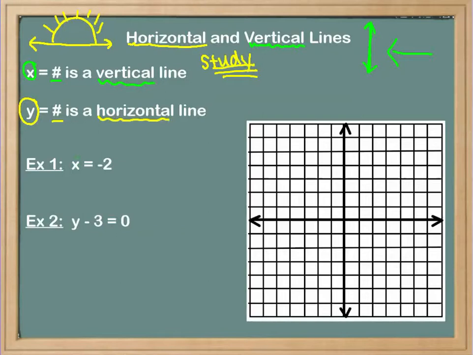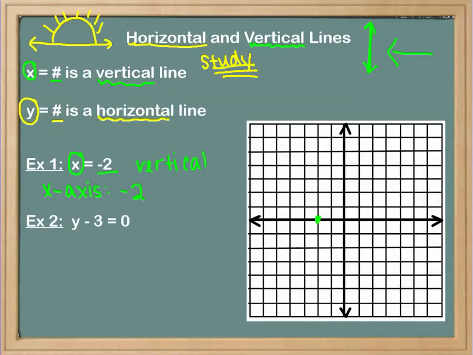Hopefully you're noticing that it's an x equal to a number. Therefore, it's going to be a vertical line. So how do I graph this? I'm going to go on my x-axis to the value of -2 and make a dot. So I'm going on my x-axis to -2, and I'm making a dot.